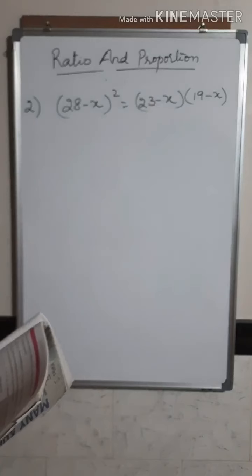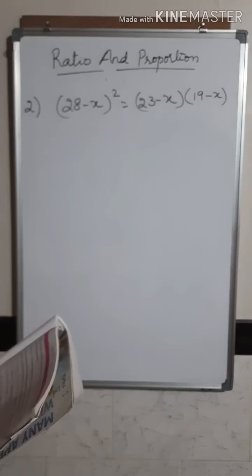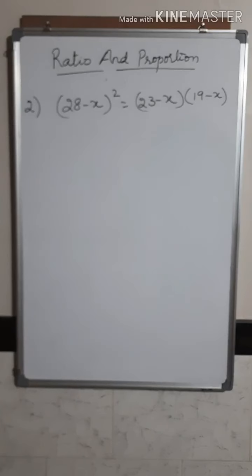Now the third problem: three numbers are in continued proportion whose mean proportional is 12 and the sum of the remaining two terms is 26. Then find the numbers. So here they have given that there are three numbers in continued proportion, the mean proportional is 12, and one more condition, that the sum of the remaining two terms is 26. You need to find these numbers.